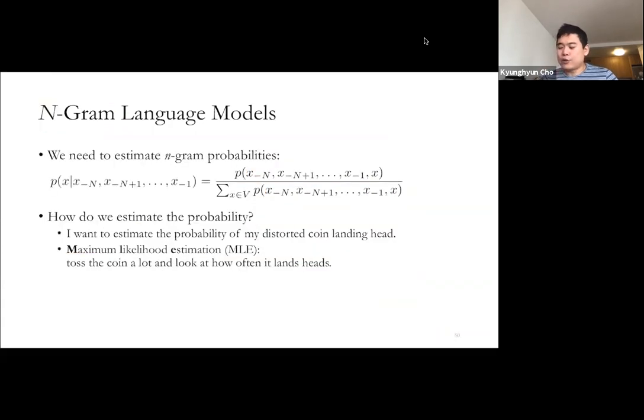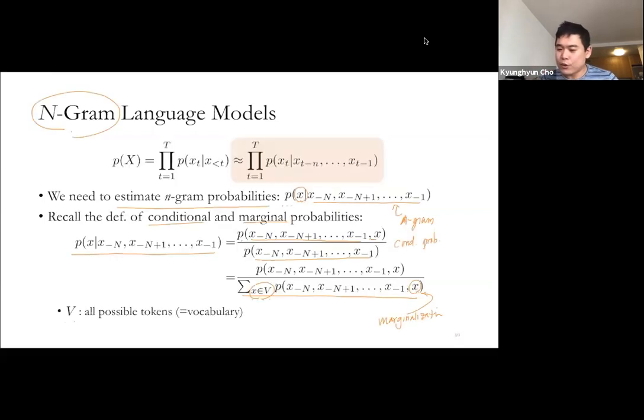So how do we actually estimate this n-gram probability? We are going to stick to so-called maximum likelihood estimation, as we have already learned. There is a question: is V all possible tokens or all possible unique tokens? V is over one time step, right? So what are all the possible tokens that could go into this one step? That corresponds to all possible unique tokens.